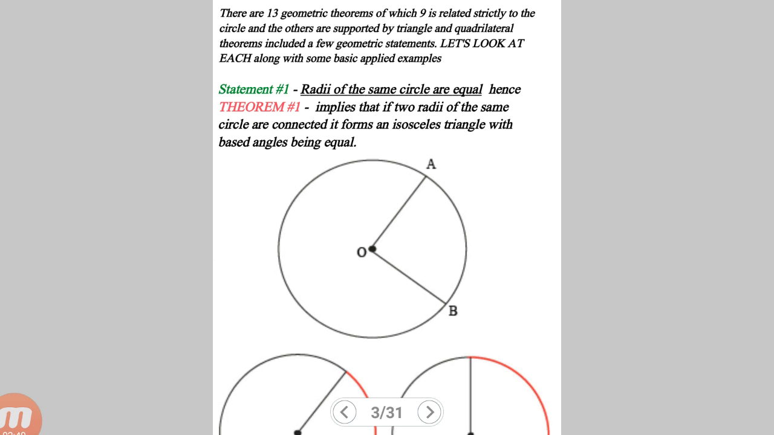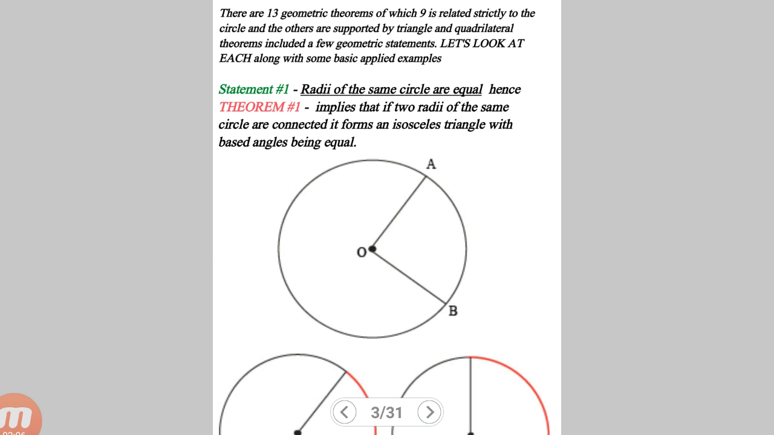Alright, and so with that statement, now we can come up with our first theorem. Theorem 1 states that if two radii of the same circle are connected in any way, then it forms what is known as an isosceles triangle, once we connect the edges of the radii.